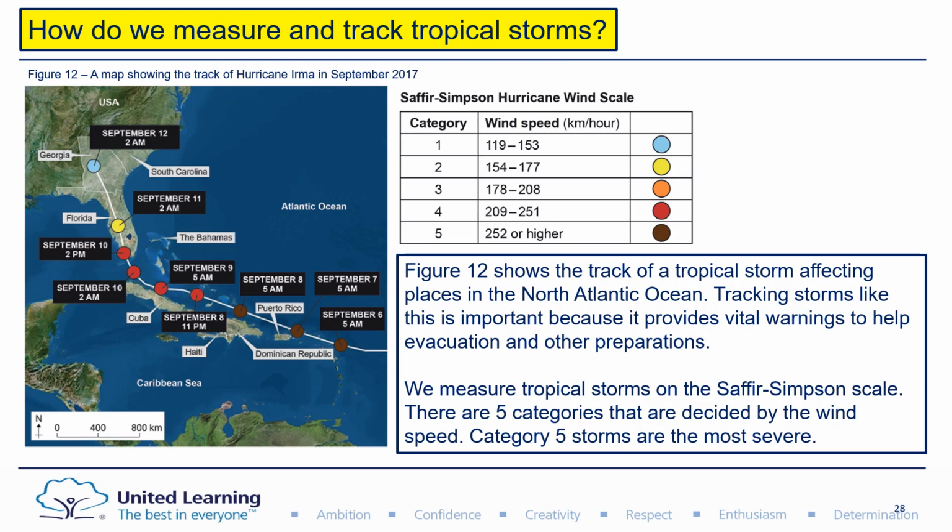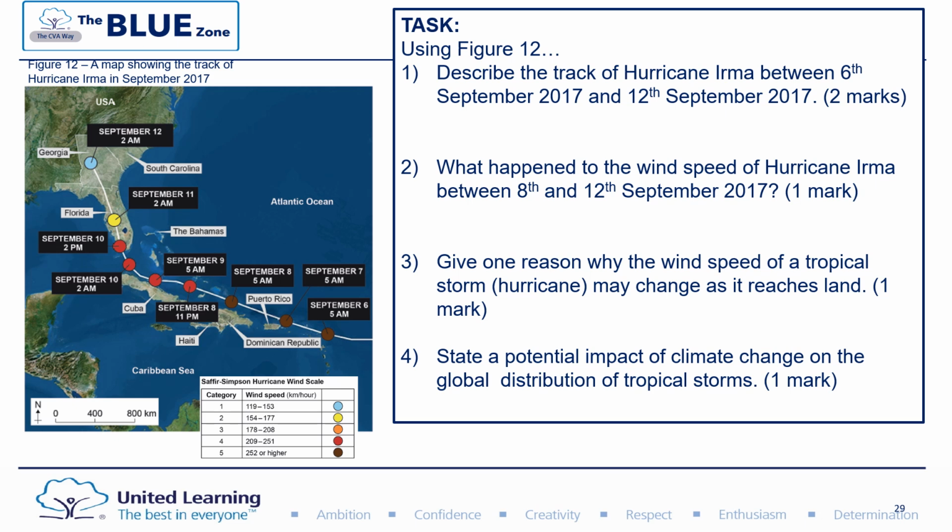So what we're going to do is move on to our blue zone task. I want you to use everything we've done in today's lesson to help you answer these questions. Question 1: describe the track, that is the path and the route, of Hurricane Irma between the 6th of September 2017 and the 12th of September 2017. Remember, on figure 12 you can see the names of places, you've got the dates the storm is there, so it starts on September 6th and finishes on September 12th, and you've got the compass direction. So you can really go to town. What is the general pattern? Where does it start? Where does it end?